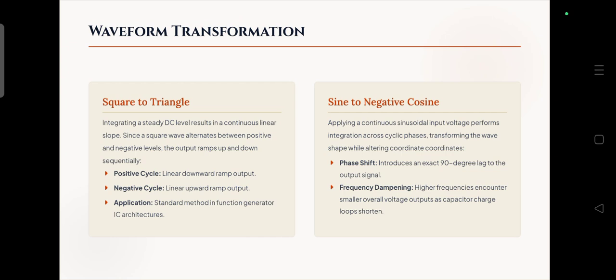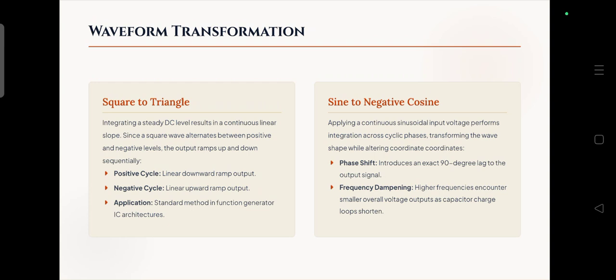The next one is the waveform transformation of the integrator circuit. First is square to triangle. With integration, a steady DC level results in a continuous linear slope. The square wave alternates between positive and negative levels, so the output ramps up and down sequentially. A positive cycle gives a linear downward ramp output, and a negative cycle gives a linear upward ramp output. The application is mainly in function generators.